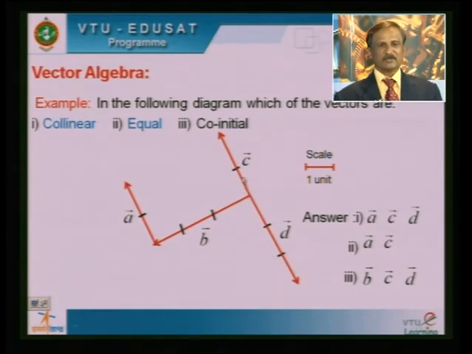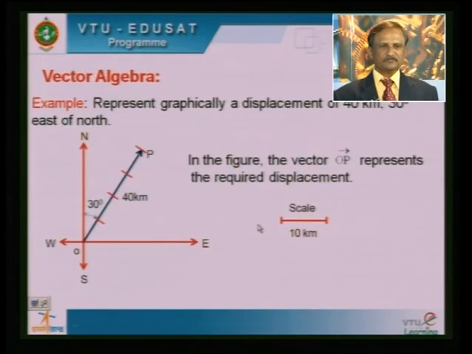So this point is the initial point. What is the initial point of C? This point is the initial point. What is the initial point of D? This point is the initial point. It means the initial point of the three vectors, namely B, C, D, is the same. So that is why these three vectors, namely B, C, D, are co-initial vectors.